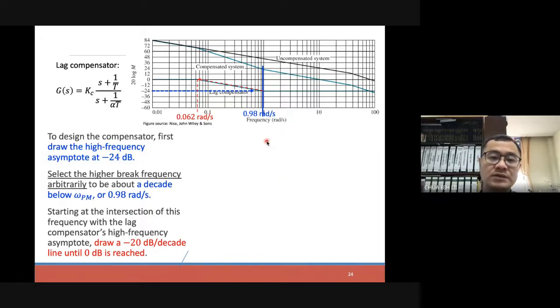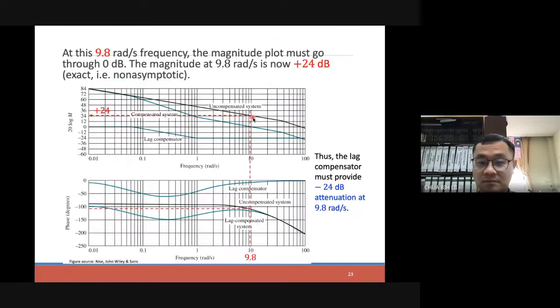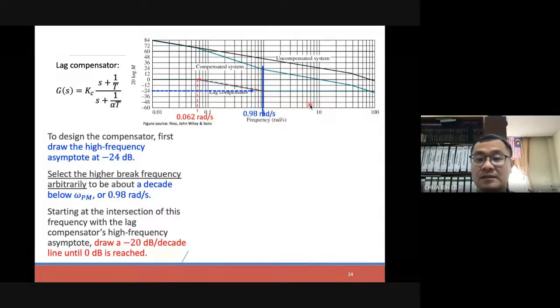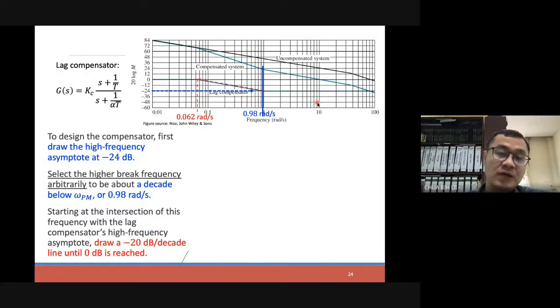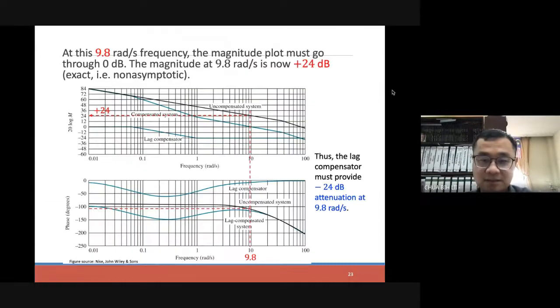So what we would see now is that the lag compensator equation would be given as such, and the attenuation frequency is 9.8. Okay, 9.8 is somewhere here. So what we do now is draw the compensator pattern. Remember: straight, slope, straight for the lag compensator.